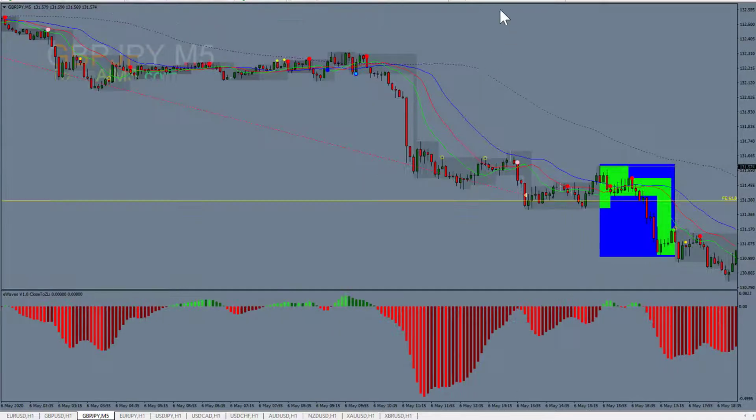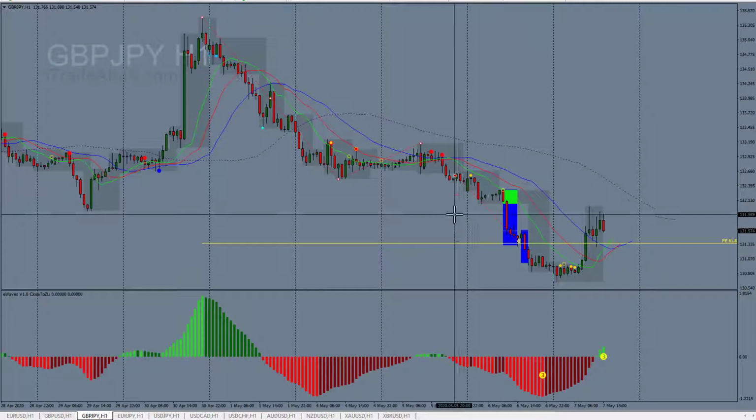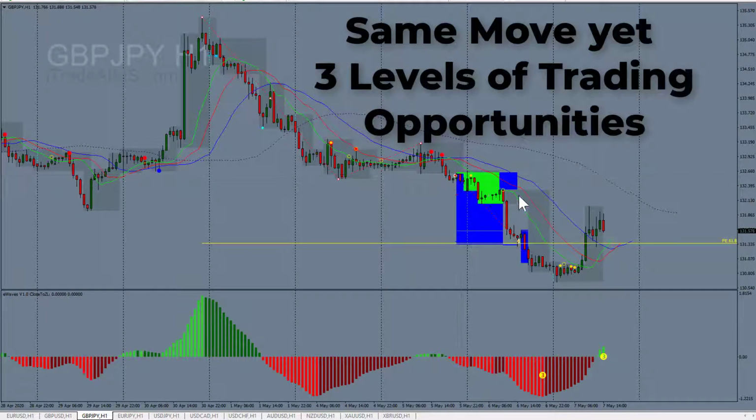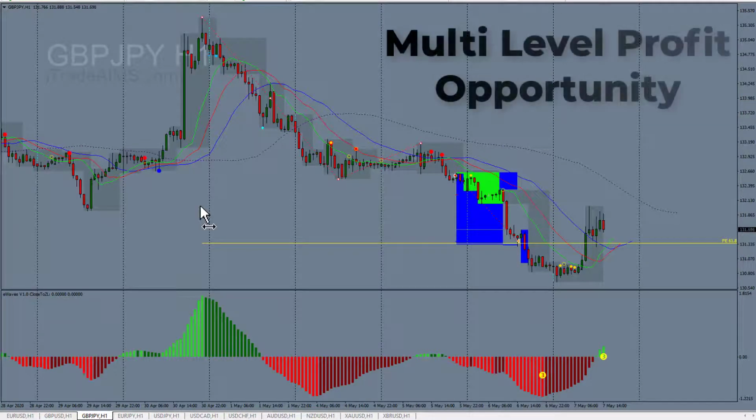I'm going to go to the M15. That's my trade on the M15. Let's go to the H1. That's my trade on the H1. Can you see? I took the H1 trade. If not, I took the M15 trade. If not, I took the M5 trade. This is 3 levels. That's the magic that happened.